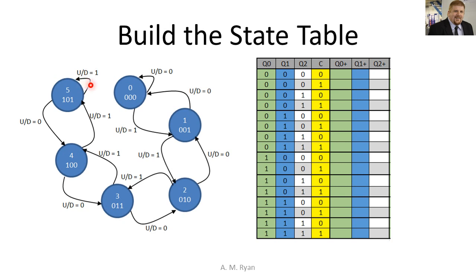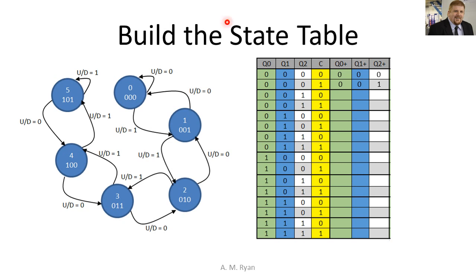Okay, so if we are in 0, 0, 0. This is my first state, 0, 0, 0. And we have a 0 on the count. As you can see here, we want the next value of each output to remain 0, 0, 0. So we put that in our table. Okay. However, if we are a 1, we want the next outputs to be 0, 0, 1. So our next state will be 0, 0, 1. Okay, and we follow our state diagram all the way through.